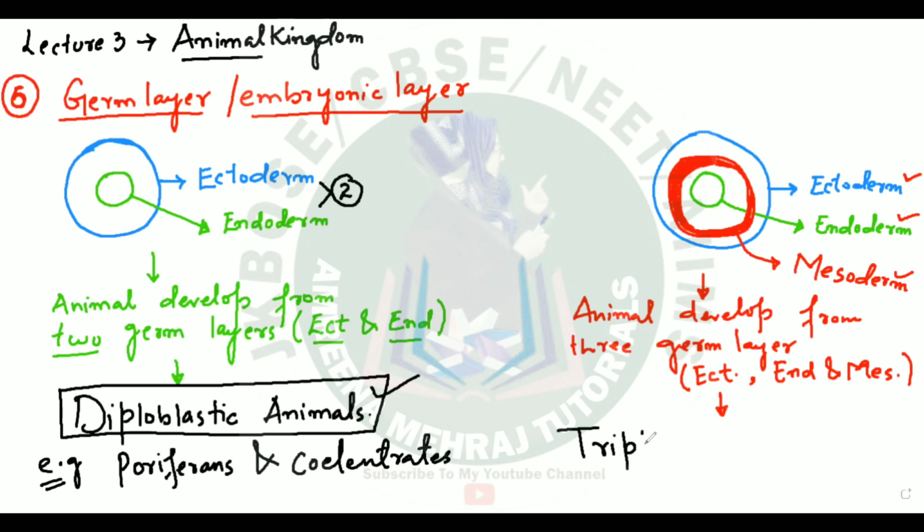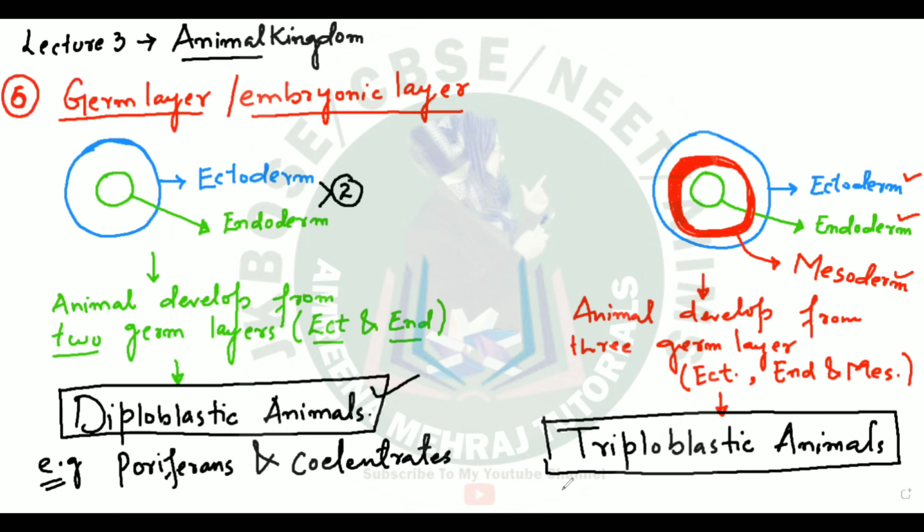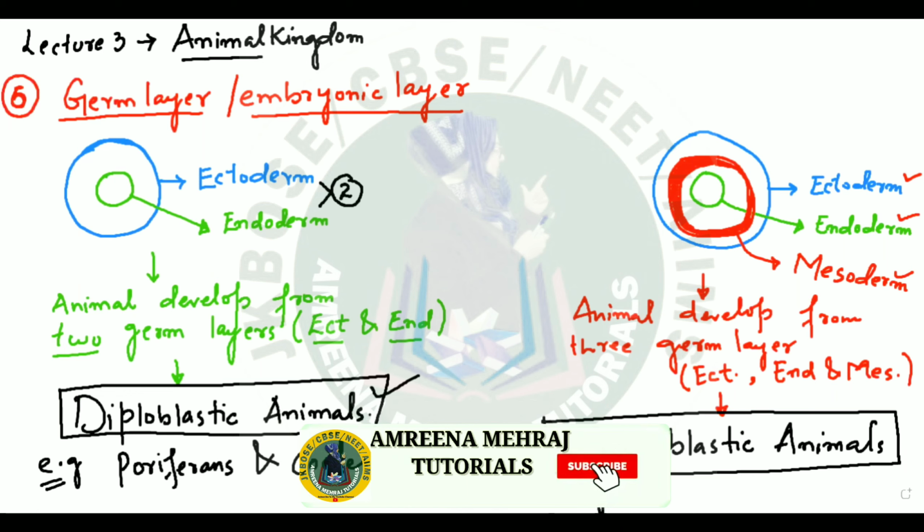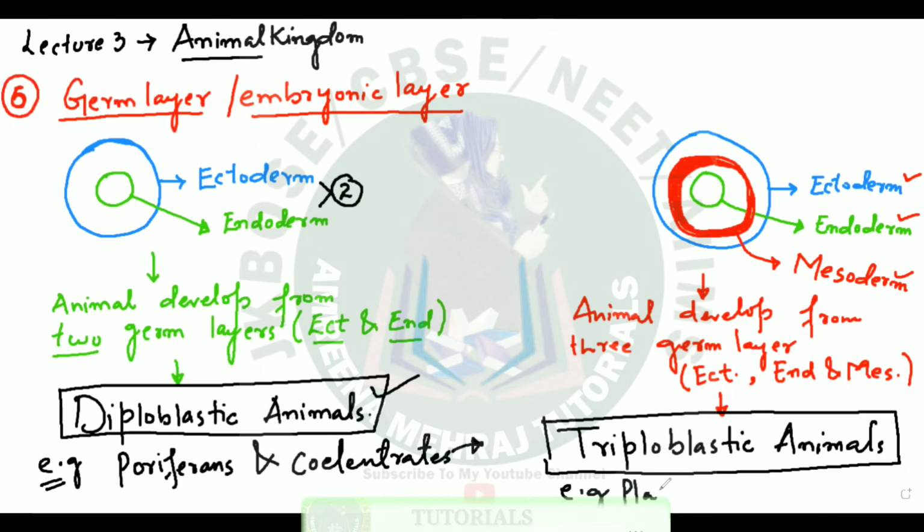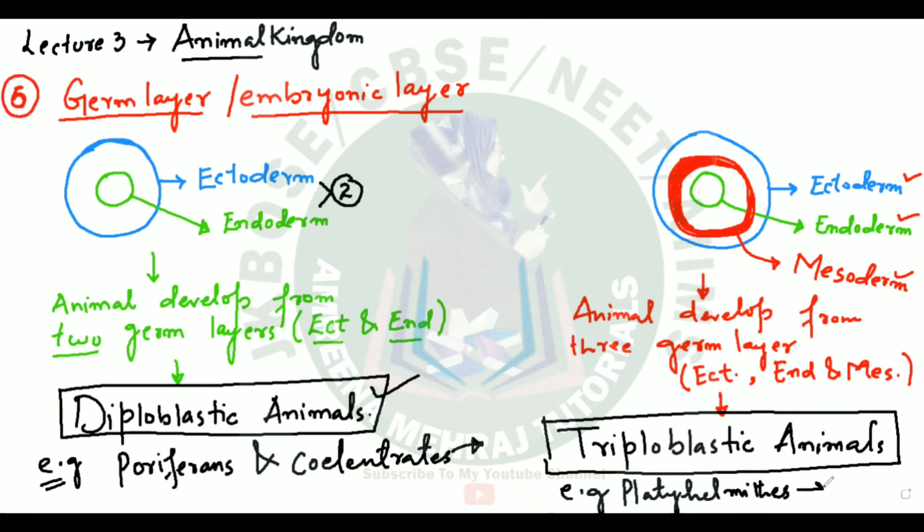What will you call this animal? You will call them triplo. Trip means three. Okay, triploblastic animals. So these animals will be triploblastic. The examples are all of your higher animals. If you move towards the higher animals, that means you have to move ahead of coelentrates. Then you will find whom? You will find the flatworms, what you call platyhelminths. From these platyhelminths up to your higher organisms, that is your chordates. Okay, all of these animals will be triploblastic.